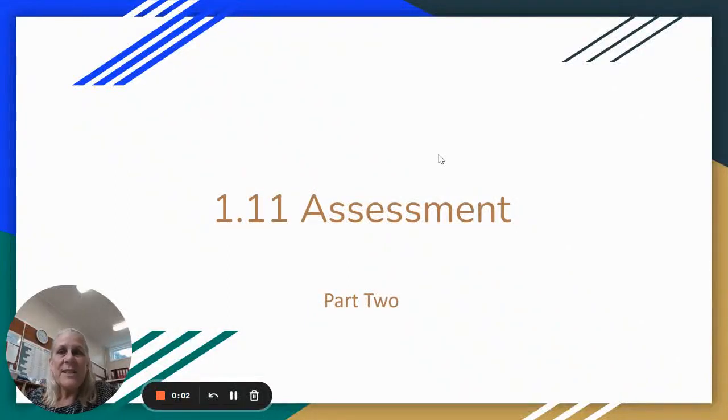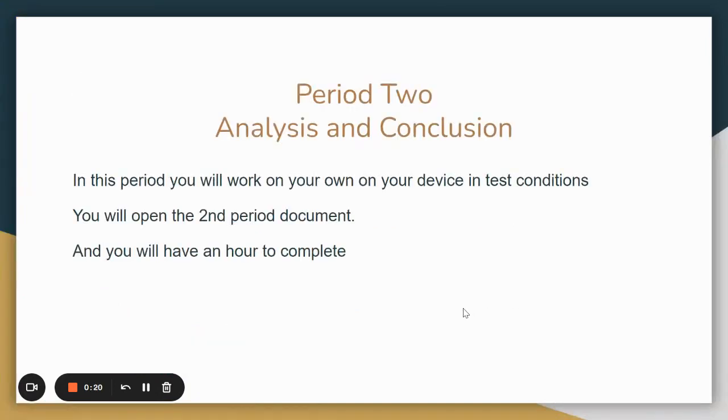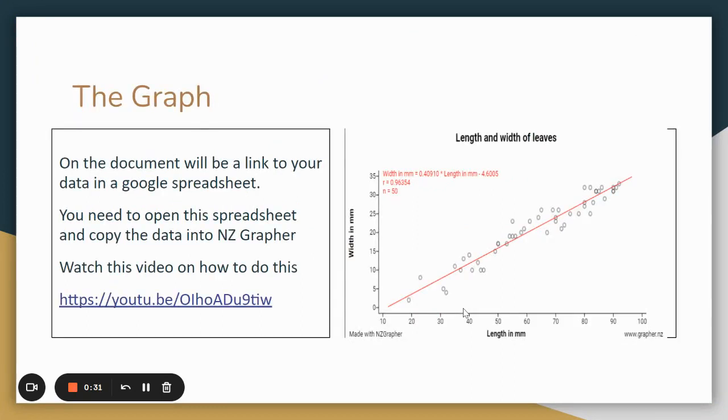Right, kia ora guys, we're up to the second part of the assessment for 1.11 and what we should do in this part of the assessment. So you've got a whole period to do this, and in this period you will be writing up what you have found out by collecting the data from your first period. So you will open the second period document and all the information is on there, and we have a whole hour to complete it on your devices.